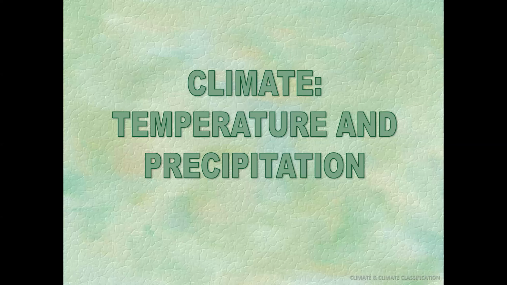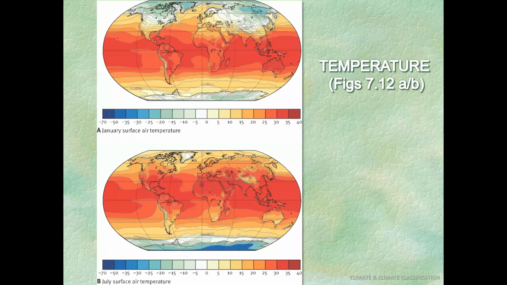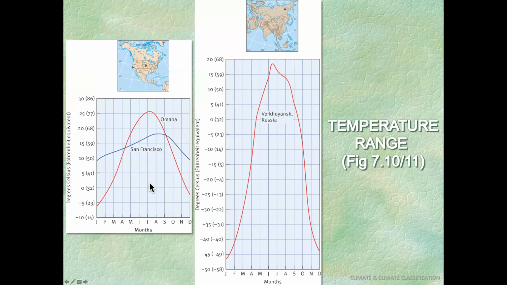So that brings us to the idea of climate, looking at climatology using temperature and precipitation. You can think of it as looking at annual surface temperatures in January versus July and how that changes from hemisphere to hemisphere. Or you could look at temperature range, and we've talked about this already. In fact, I've shown these very exact images.